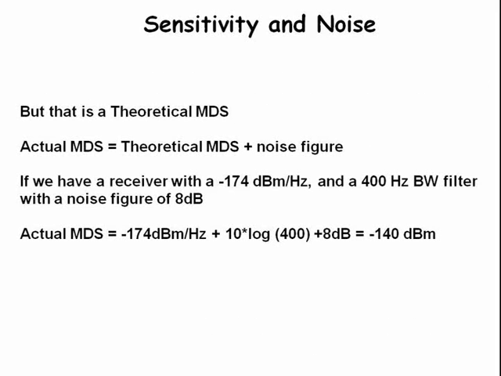But that is a theoretical MDS. The actual MDS is the theoretical MDS plus the noise figure. If we have a receiver with a minus 174 dBm per hertz and a 400 hertz bandwidth filter, what is the MDS with a noise figure of 8 dB? Well, the actual MDS would be minus 174 dBm per hertz plus 10 times the log of 400 plus that 8 dB, which gives us minus 140 dBm.